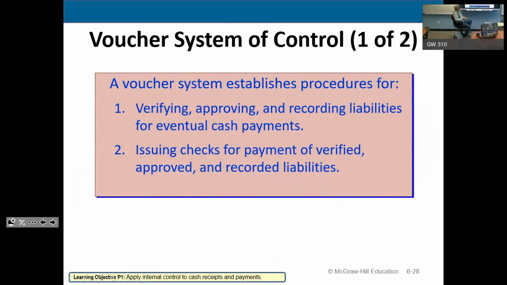A voucher system establishes procedures for verifying, approving, and recording liabilities for eventual cash payments. Checks are written for payment of verified, approved, and recorded liabilities. That's a system of control.